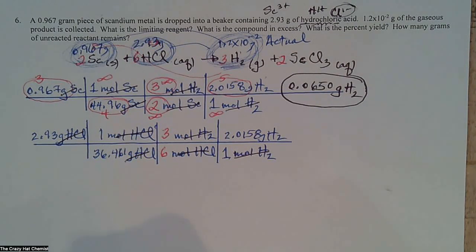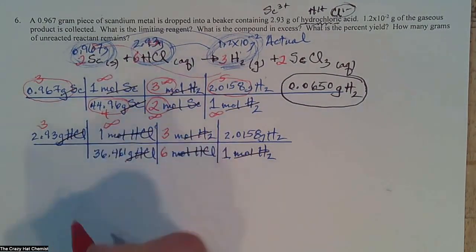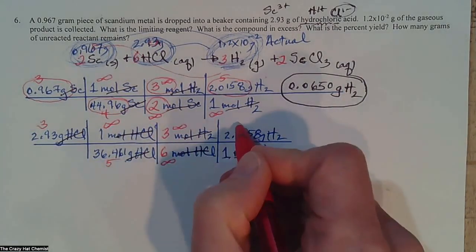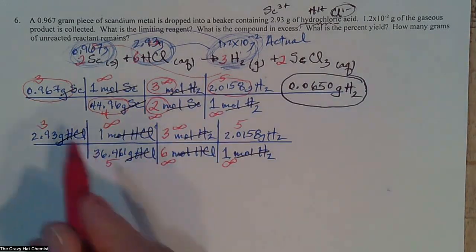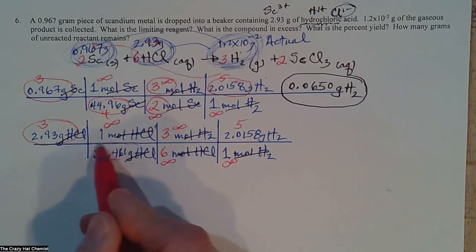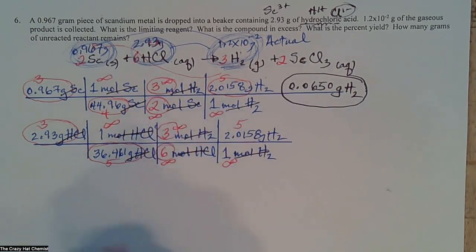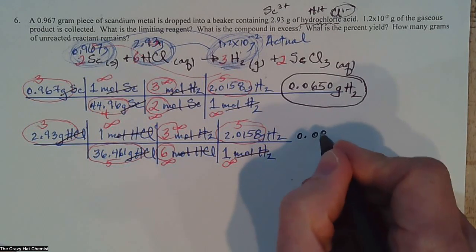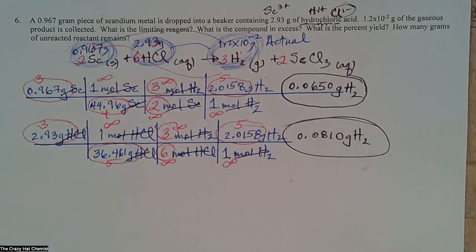I'm going to look at significant figures at each one of these numbers. There are 3 significant figures, infinite, 5, infinite, infinite, 5, infinite. So I'm going to plug the following numbers into my calculator: 2.93 divided by 36.461 times 3 divided by 6 times 2.0158. And I'm going to get the following number here. That will be 0.0810 grams of H2. And I'm going to circle that.